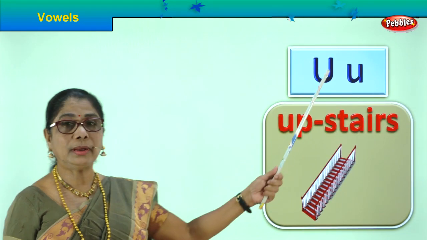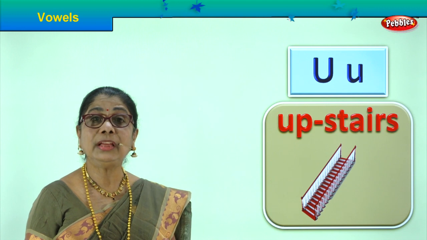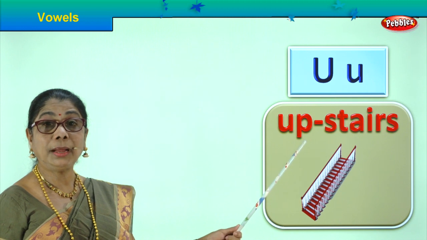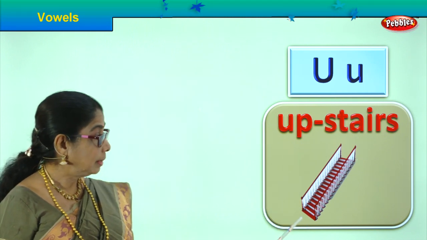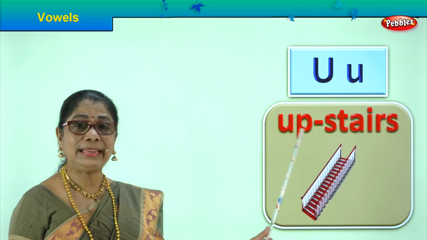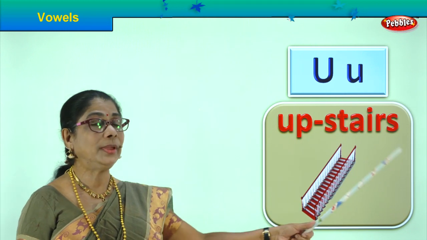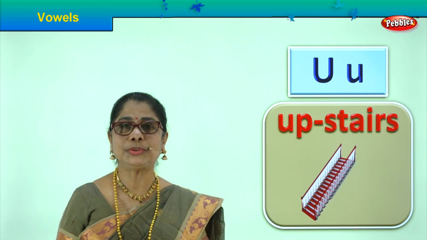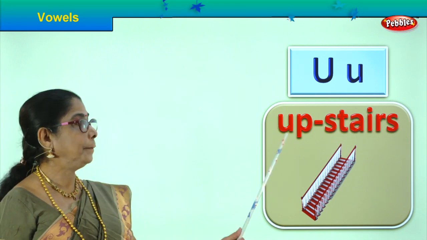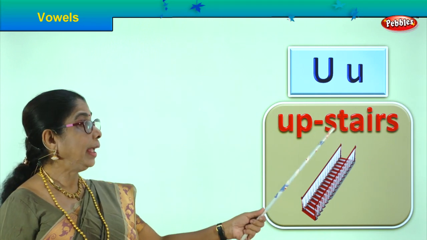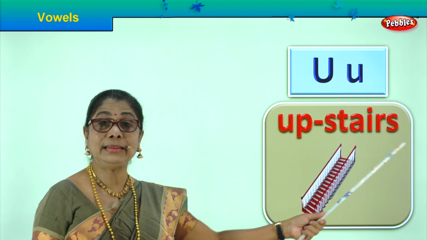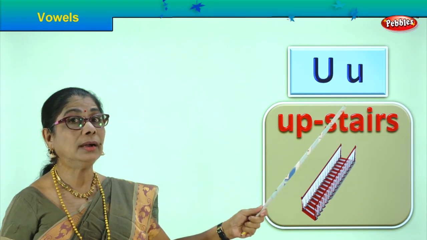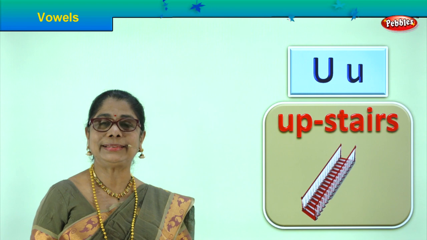Good. Here we are. Letter U, the last vowel. Sound Up. Upstairs. How do you go upstairs? Climb the stairway and go upstairs. Let's go upstairs to bed. Up. U-P. Up. S-T-A-I-R-S. Stairs. Upstairs. Letter U. Sound. Upstairs. Good.